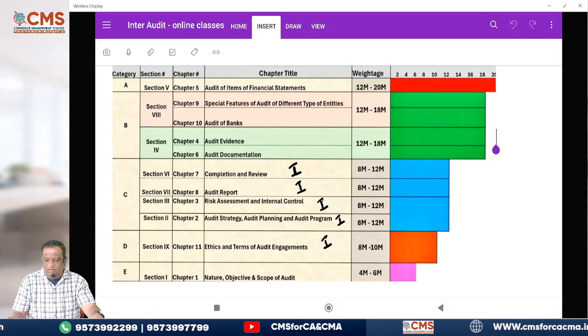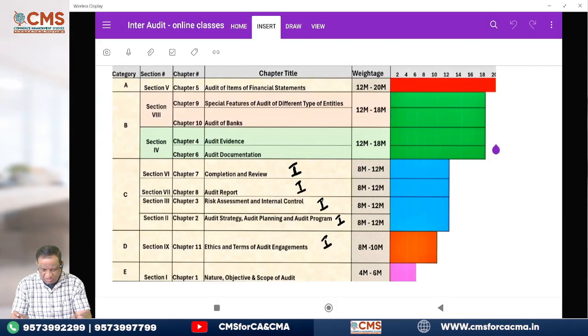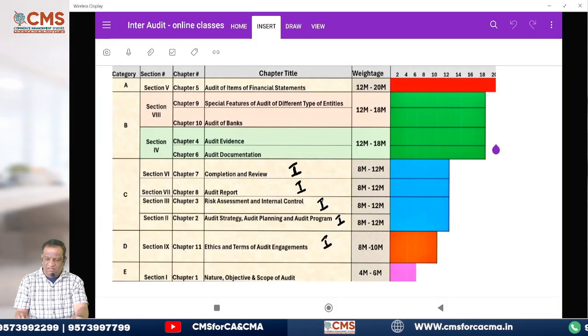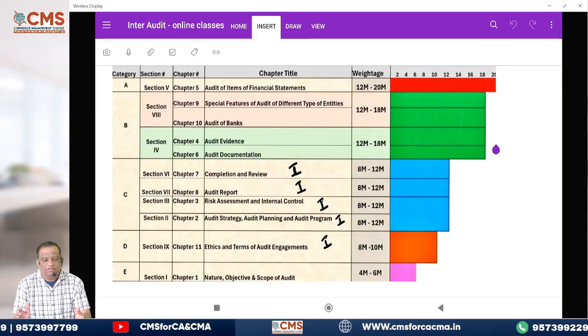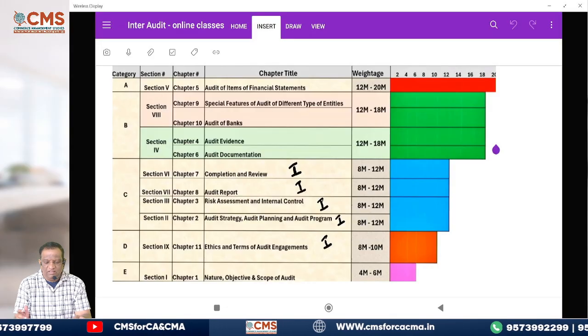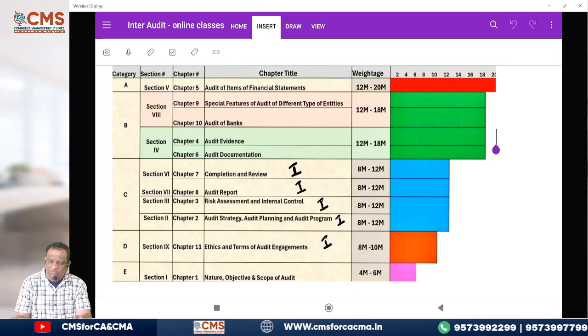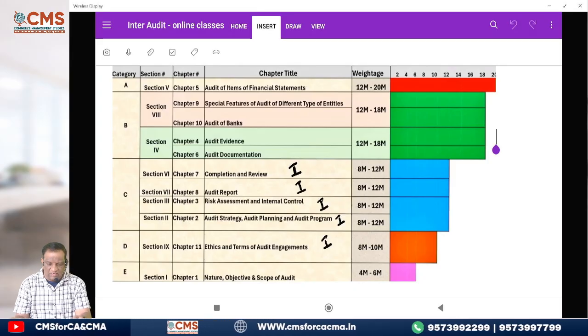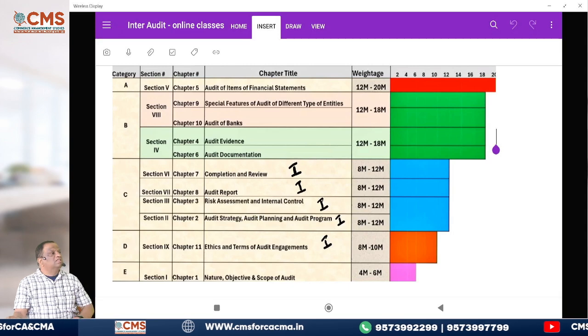Now, in this marathon class of audit, we will try to cover as much as we can. And in the meantime, first let's take a look at what is the weightage given by ICAI. This is the weightage suggested by ICAI through their official site itself. So the percentages are going to have a 5% variance, but more or less they will stick to it.